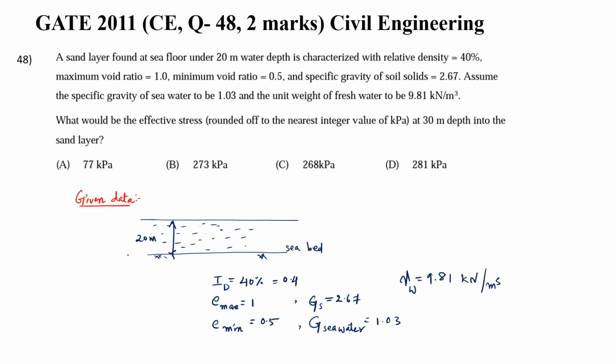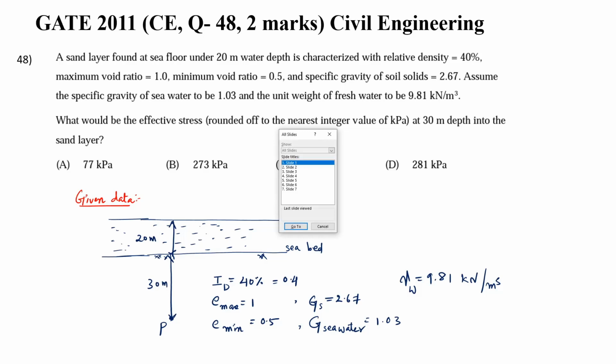Now we need to find out the effective stress at 30-meter depth. Let us say this point is P, depth is 30 meter. At this point we need to find out the effective stress. So this is the given data. Effective stress sigma dash P is total stress at P minus pore water pressure at P.